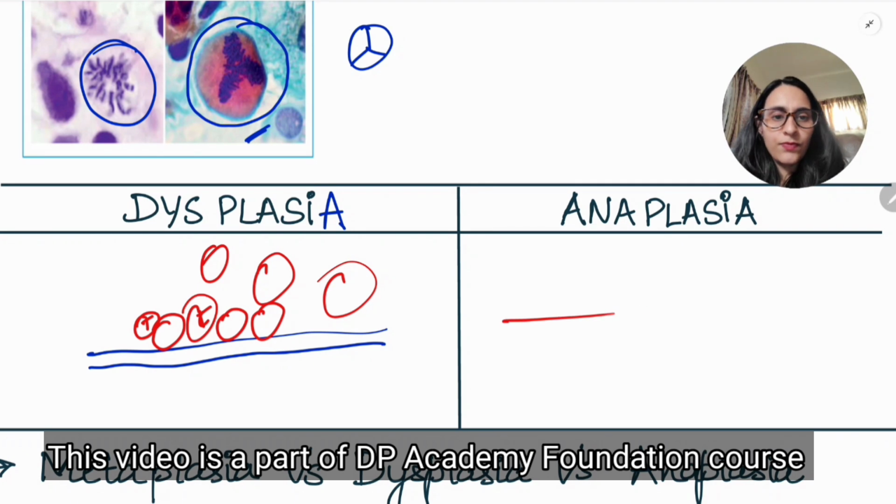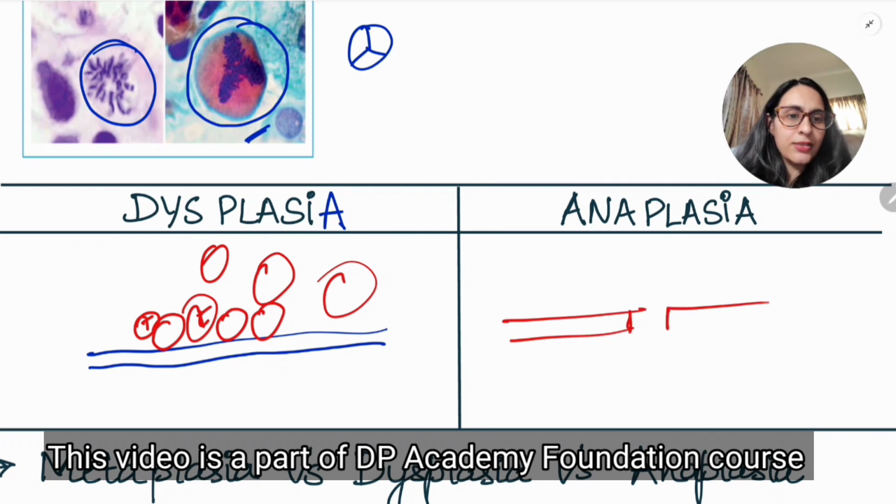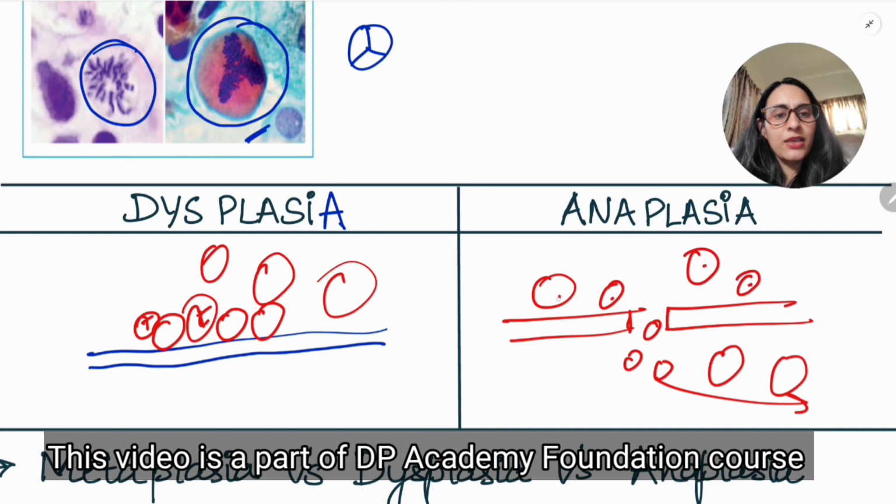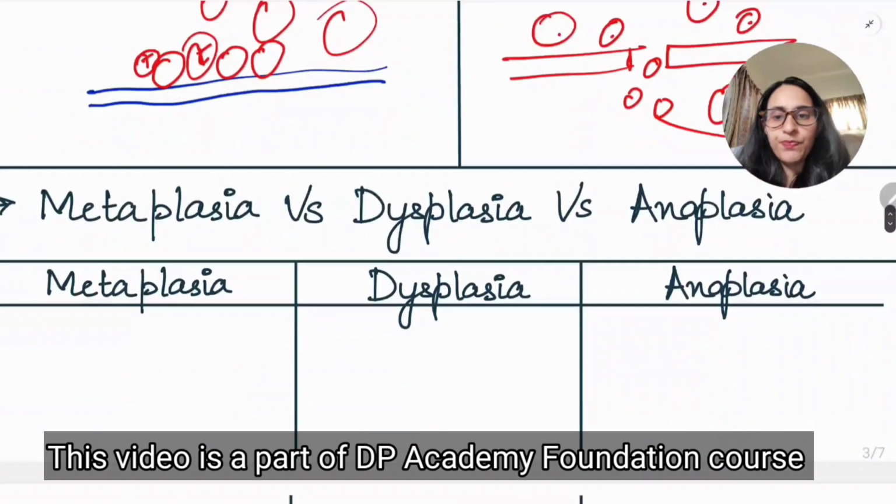Anaplasia is when the basement membrane is breached. There is discontinuity in the basement membrane and you can see the cells are leaking out and they metastasize to other organs. So this is a breach in the basement membrane that we can see in anaplasia, and that is why we call it a cancerous condition, because cells are going to a distant location. So in anaplasia, the basement membrane is breached. It is a cancerous condition. Dysplasia is when the basement membrane is intact and it is a precancerous stage.